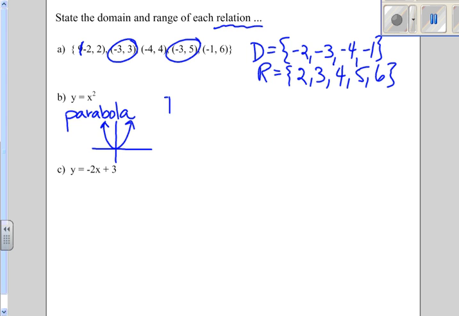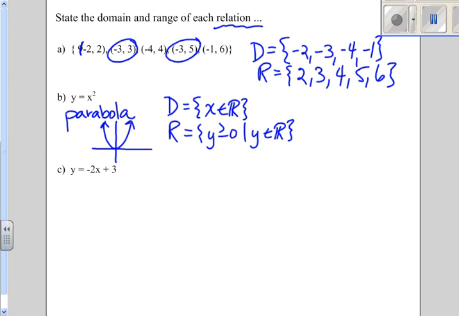You can take it to the bank that the domain is all possible real numbers. Y has a restriction: greater than or equal to the vertex. If it's an upside down parabola, we would do less than or equal to the value at the vertex, but we have a range for that particular parabola.